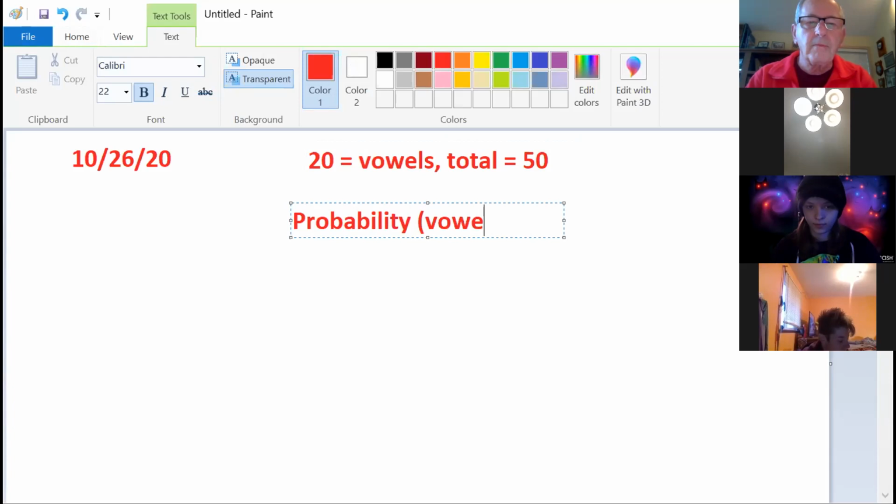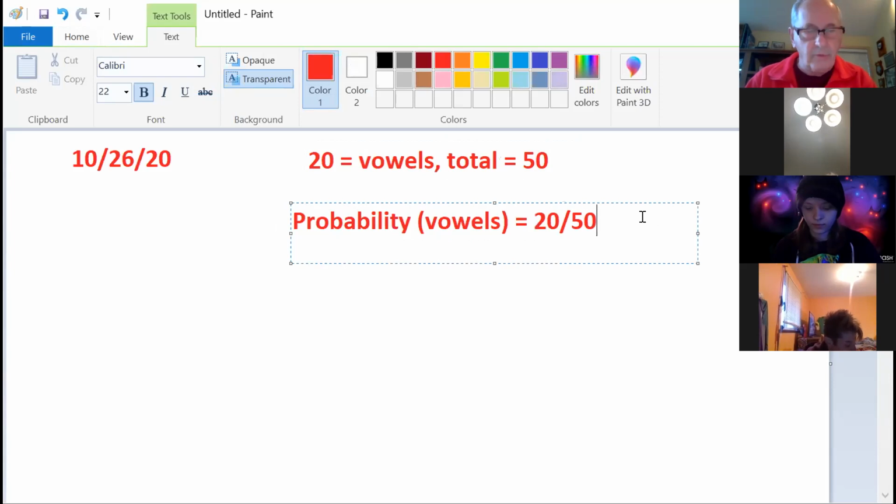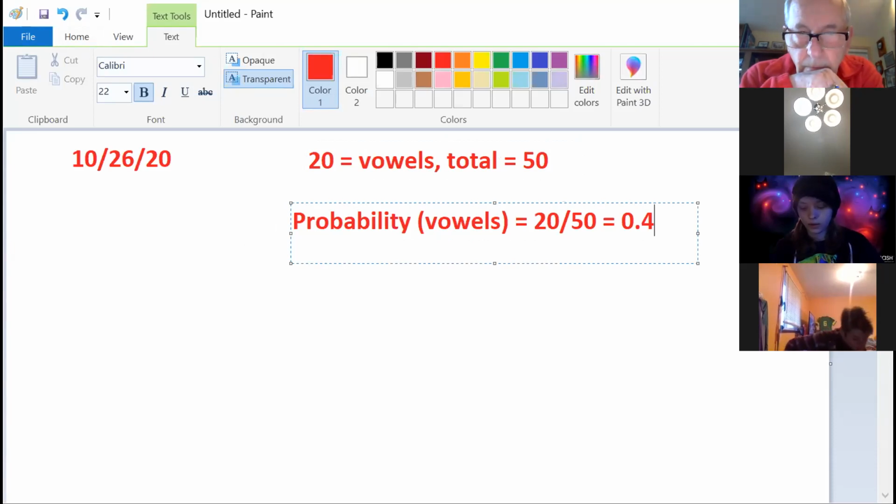So you do it like this. Probability of getting the vowels is going to be 20 over 50, right? And first of all, that's in decimal form, that's equal to 0.4. And I think they asked if they were to draw another one, what are the chances to get 2? So that'd be 19 over 50? Well, 19 over 49. Perfect. Thank you.